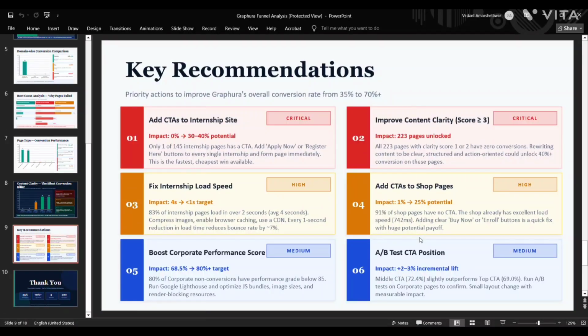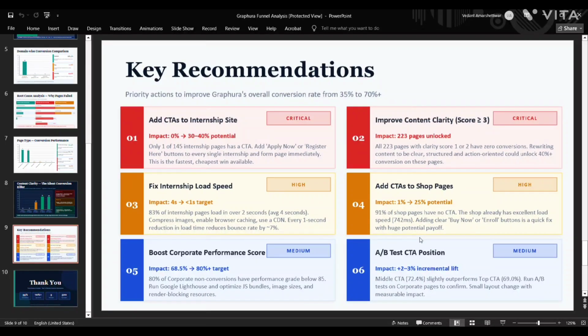So basically, what are our key recommendations? Our key recommendations are based on our analysis. We have 6 priority recommendations. First one is to add CTA to all internship pages. Only one out of 145 pages currently has a CTA. Potential impact is 0 to 30% or more.